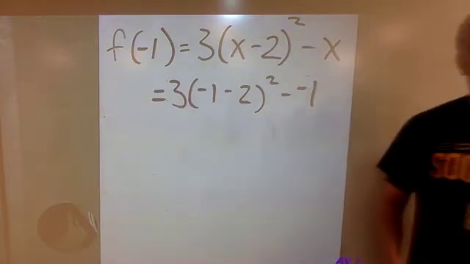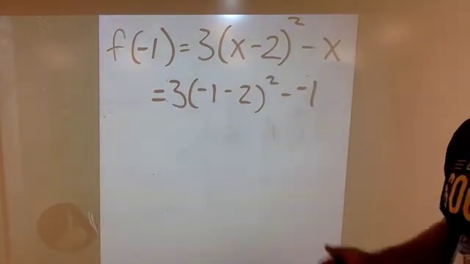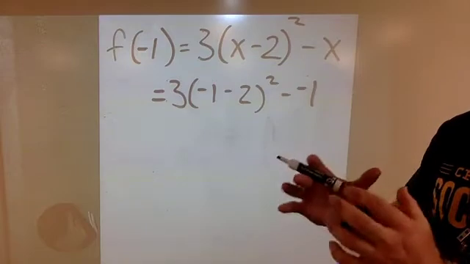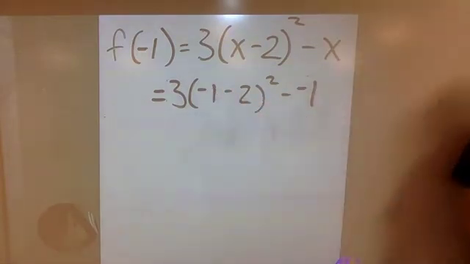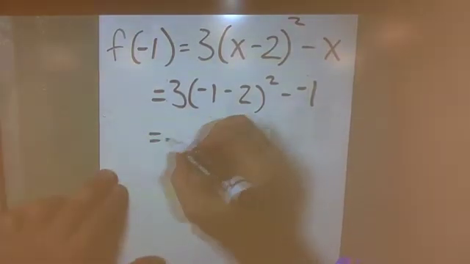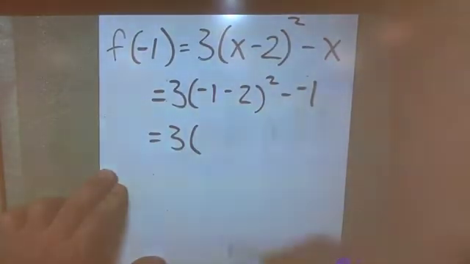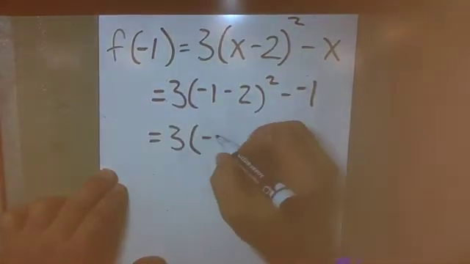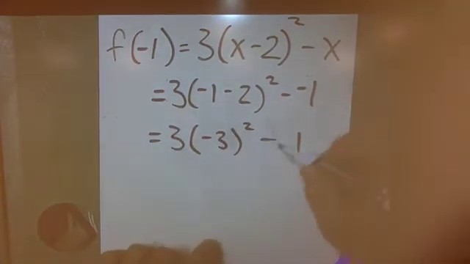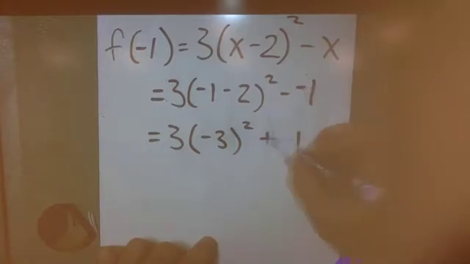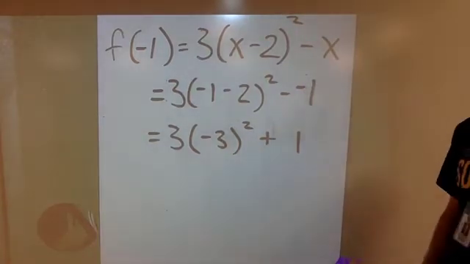All right, now we follow PEMDAS. P stands for parentheses, so do what's inside the parentheses first, which is -1 minus 2. So I'm going to leave everything else the same, except in my parentheses, -1 minus 2, -3. I'm going to change my minus a negative into a plus. Remember, when you subtract a negative, you're adding.